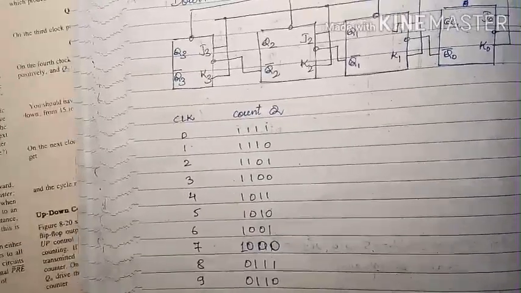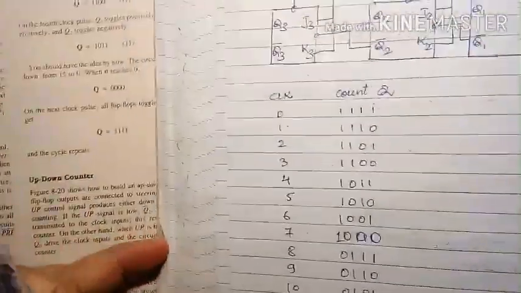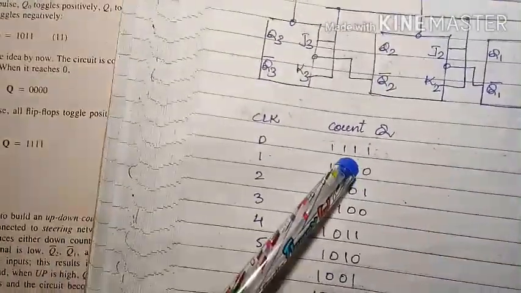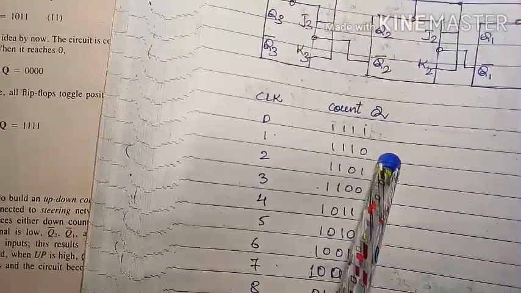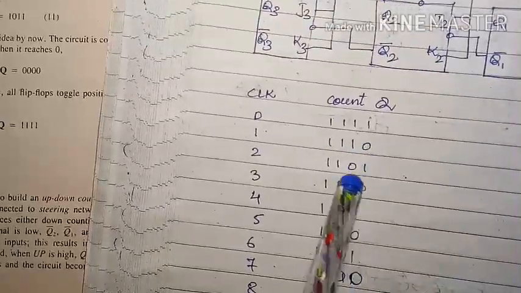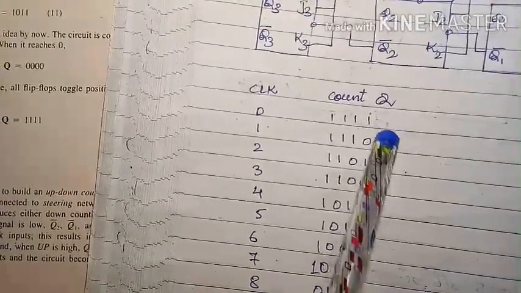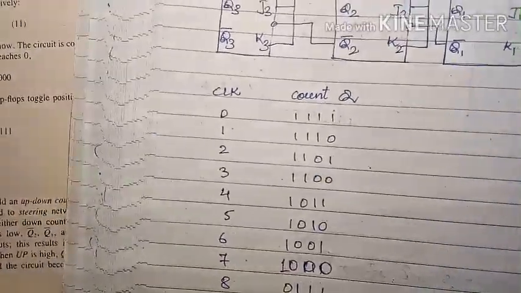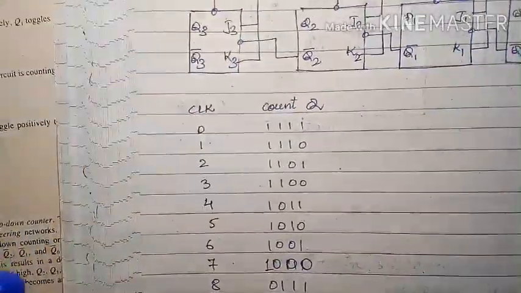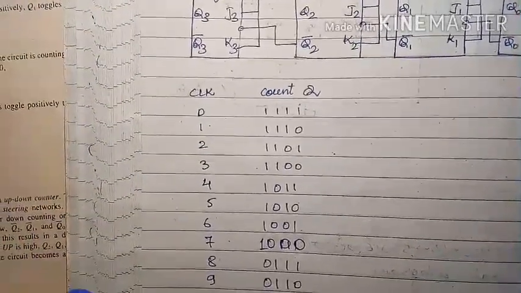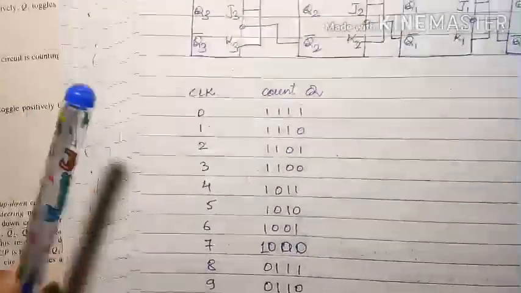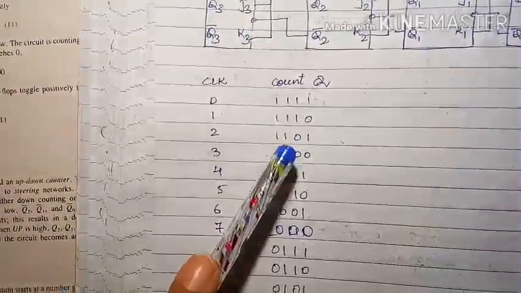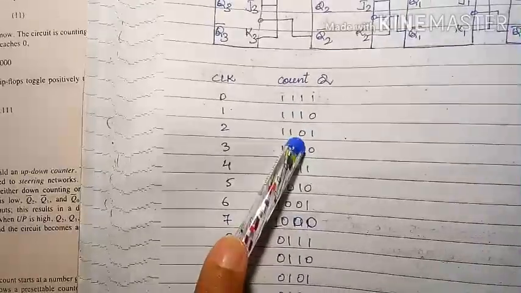When the second clock pulse occurs, it produces a positive toggle. You can see 0 to 1, the output is changing from 1110 to 1101. So 0 to 1 is a positive toggle. So in Q0, the positive toggle occurs, which produces a negative toggle in Q1, that is from 1 to 0. So here positive toggle, here negative toggle.